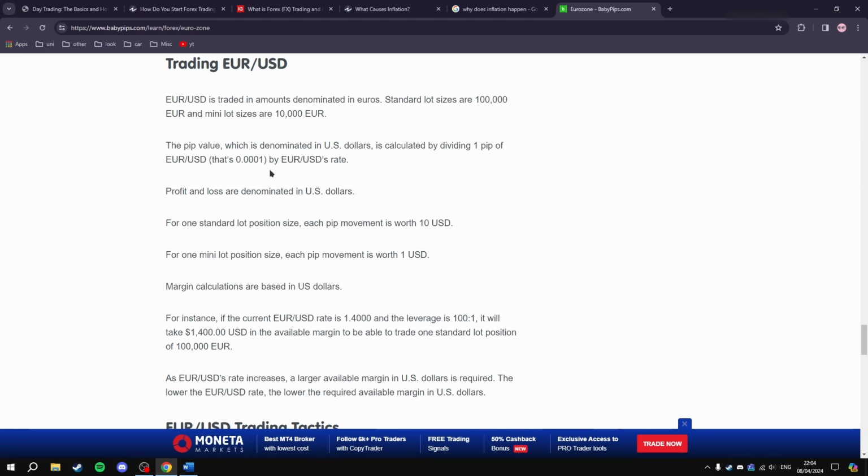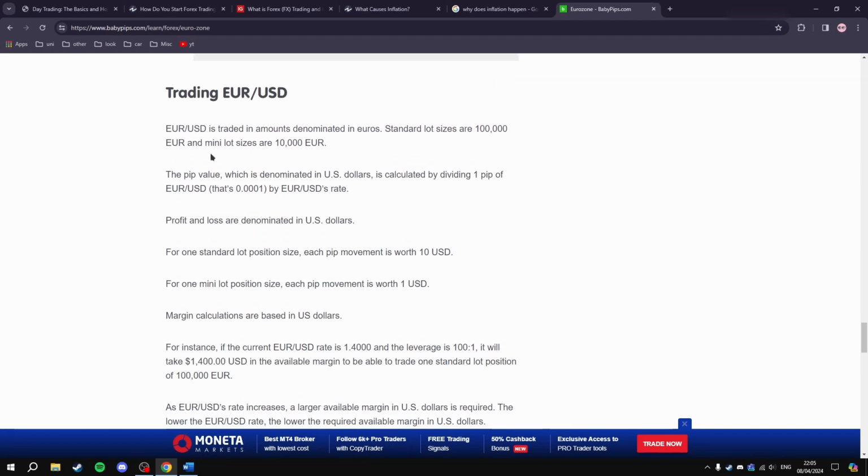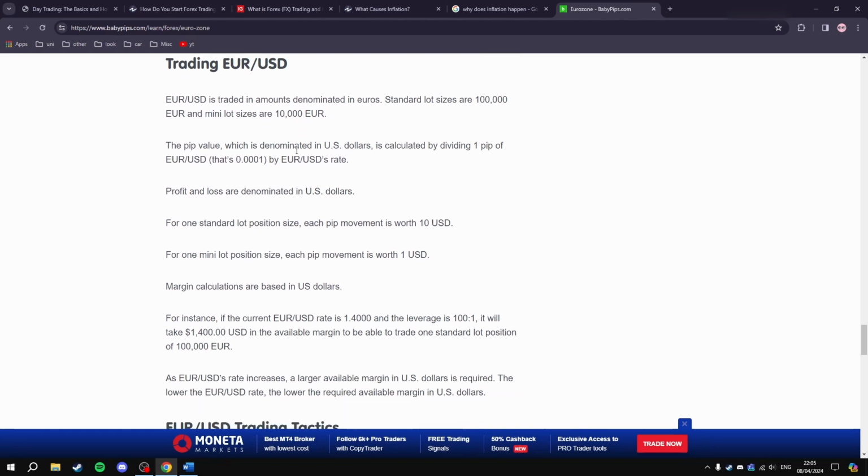Trading Euro USD. Euro USD is traded in amounts denominated in euros. Standard lot sizes are 100,000 euro and mini lot sizes are 10,000 euro. The pip value, which is denominated in US dollars, is calculated by dividing 1 pip of Euro USD, that's 0.0001, by Euro USD's rate.